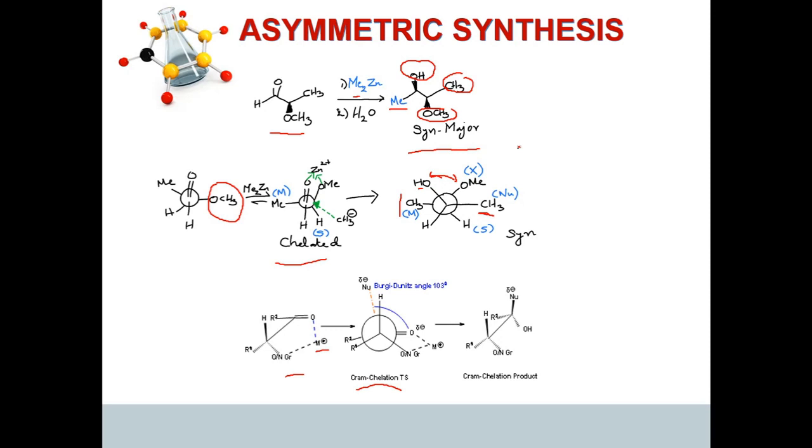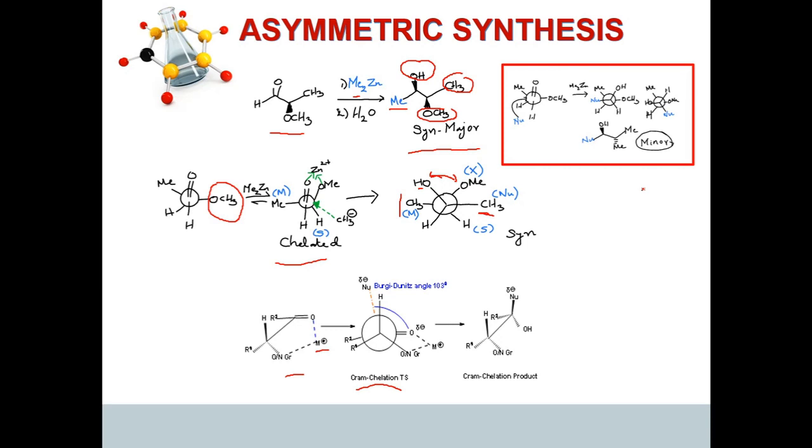So we need to understand, according to Cram's rule, the Syn diastereomer is the major product, and if the carbon adjacent to the carbonyl carbon contains an electronegative atom, we end up with the anti-diastereomer, and if that electronegative group has the capability to form a chelated complex, then we end up with Syn as the major product.